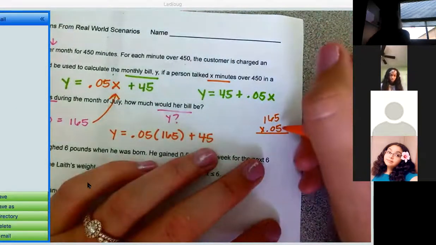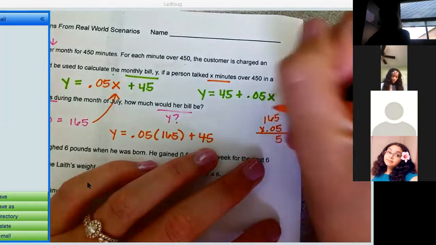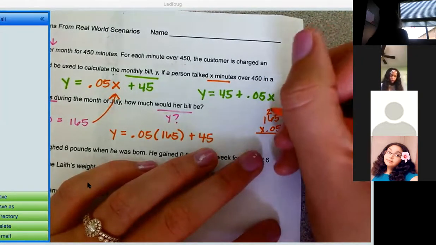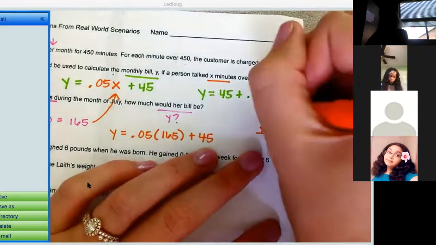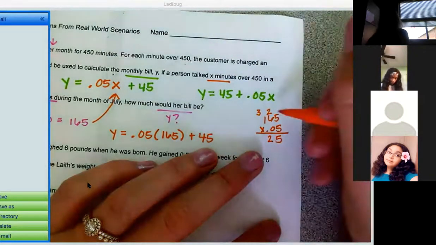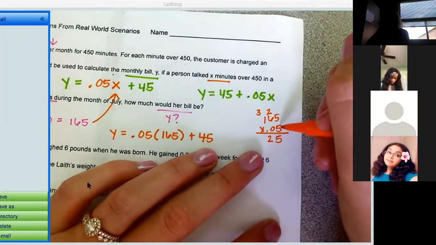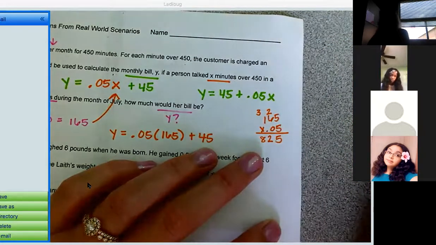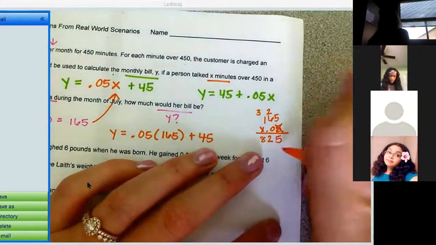What's 5 times 5? Carry the 2, right? 6 times 5 is 30 plus 2. So bring down the 2, carry the 3. 1 times 5 is 5, plus 3. 8. Good. Now we're done with the 5.